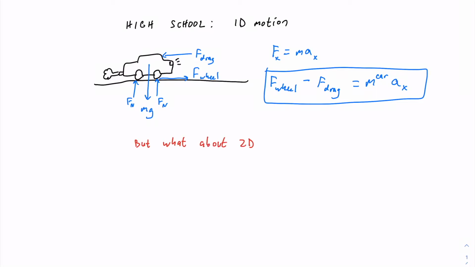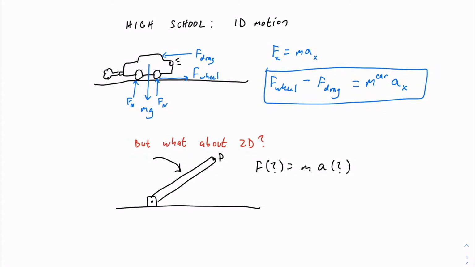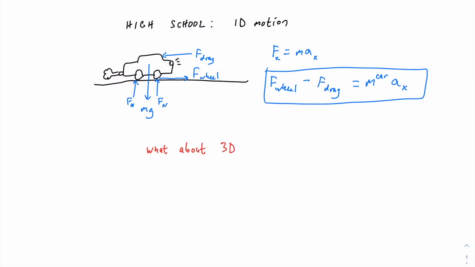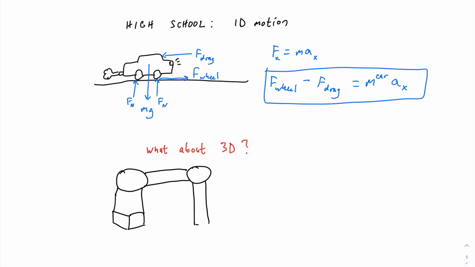But what about 2D cases? There are multiple dimensions at play now, so how do we even represent force and acceleration? Even better, what about 3D cases, like a multi-joint robotic arm? Now, you'll see later that if we can get a general form for 3D cases, we can simplify it down to solve for 2D or 1D cases as well. So what is the general form of F equals ma?